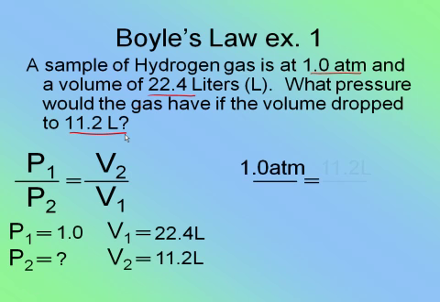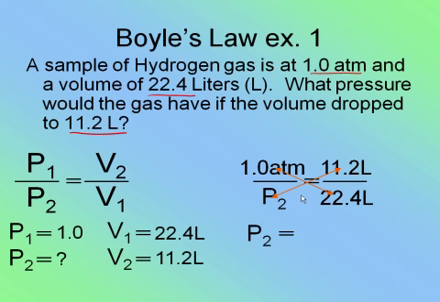P1 is 1, V2 is 11.2, V1 is 22.4, and I'm solving for P2. Okay, so I've got a ratio basically. I've got two fractions. Well, how do I solve? I cross multiply. Okay, multiply 11.2 by P2, 22.4 by 1.